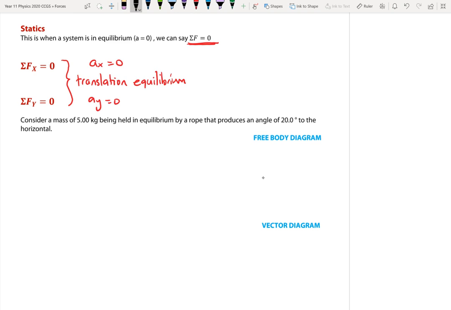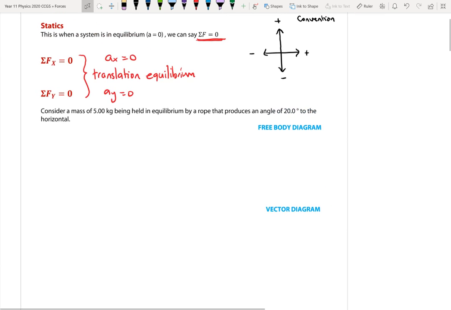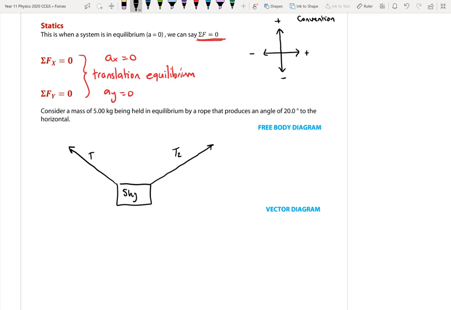We need to include our sign convention. Okay? Whatever you decide is up, whatever you decide is down, whatever you decide is to the right and to the left, you must stick with that convention. And ideally, I'd like you to use the convention that is used above. Let's consider a mass of 5 kilograms that is suspended by a rope that produces an angle. So essentially, we can say there's a rope going this way, we'll call that T2, and a rope going that way, we'll call that T1.